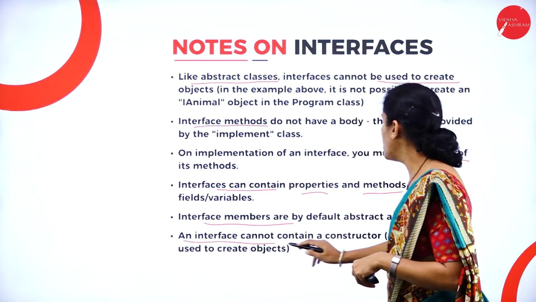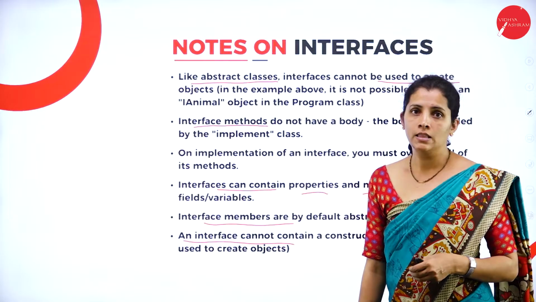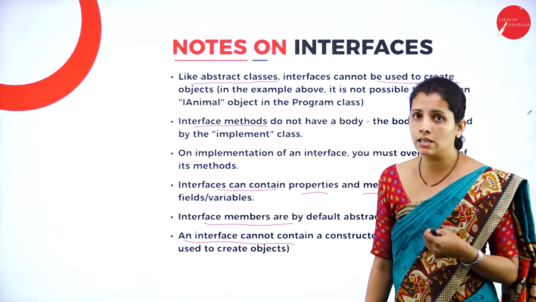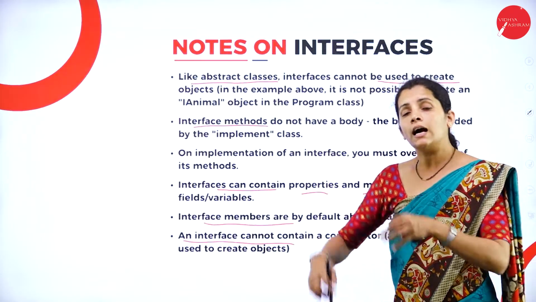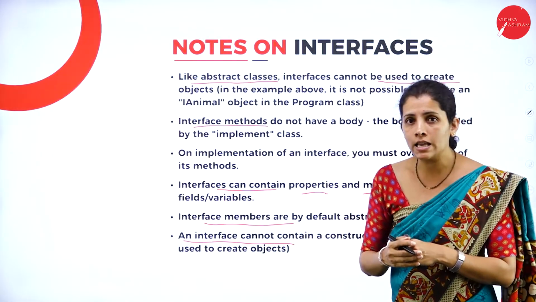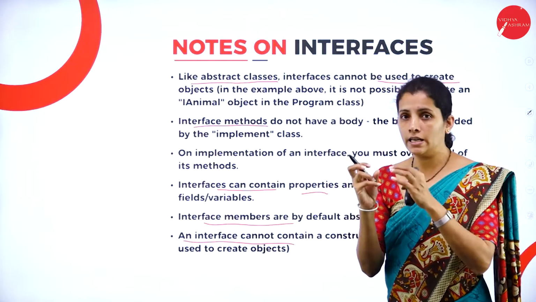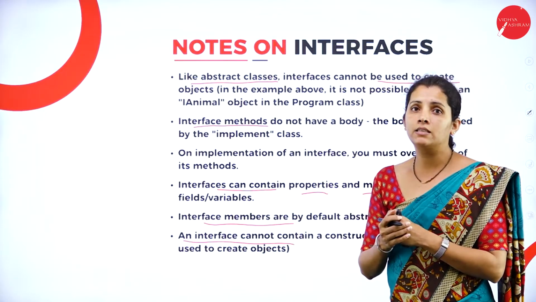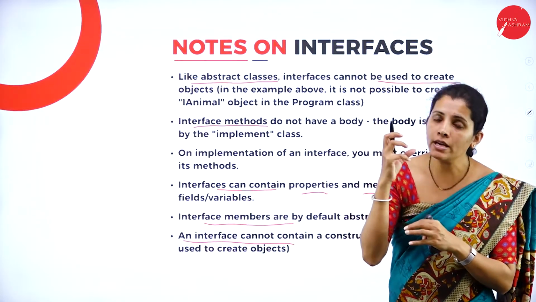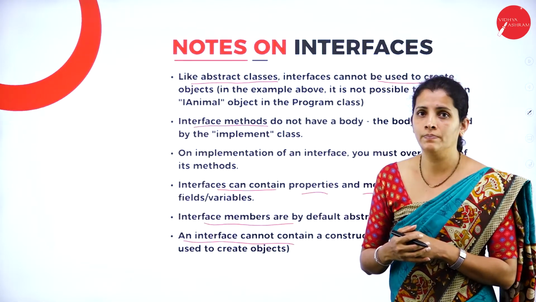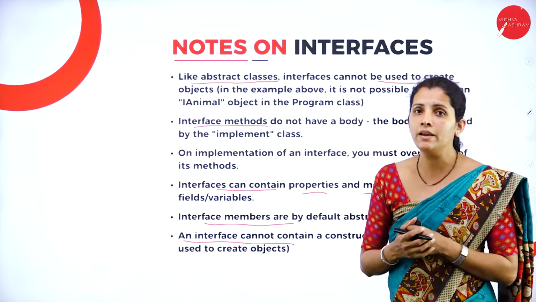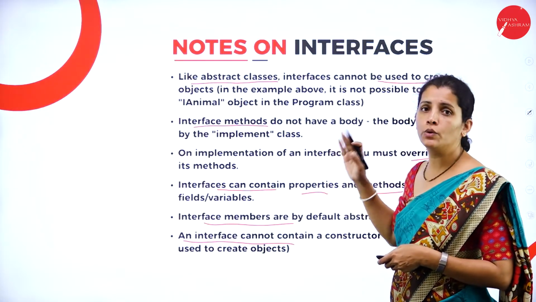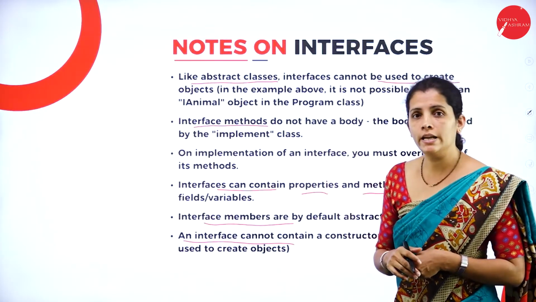An interface cannot contain a constructor. That means for the interface, I cannot create a constructor. So what is a constructor? A constructor name is the same as the class name. That means while creating an interface and whatever method I define in the interface, the method name and the interface name must be different. I cannot use the same name for the interface as well as the method. So these are certain points you have to remember while studying interface.